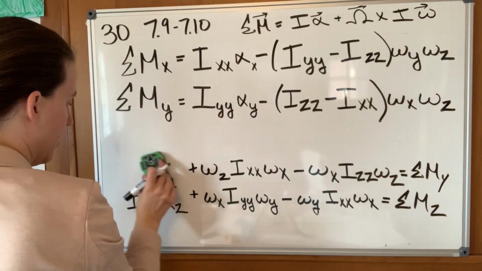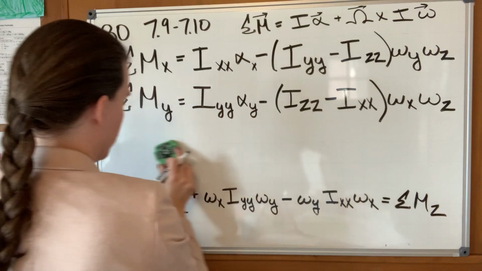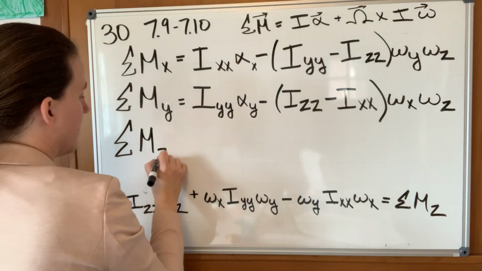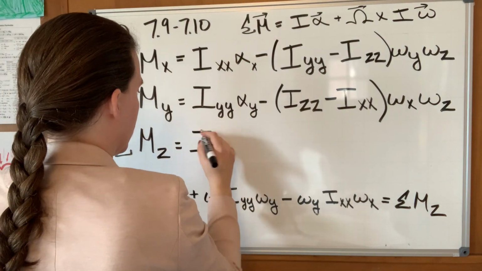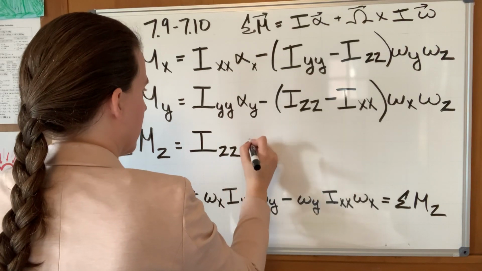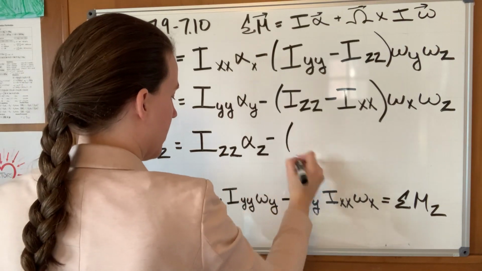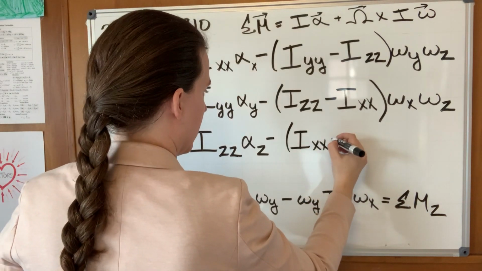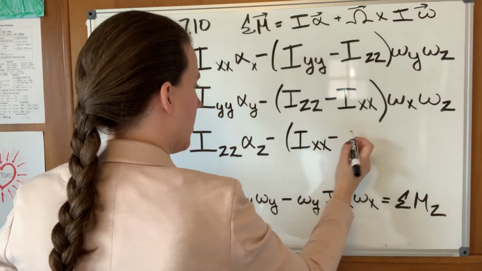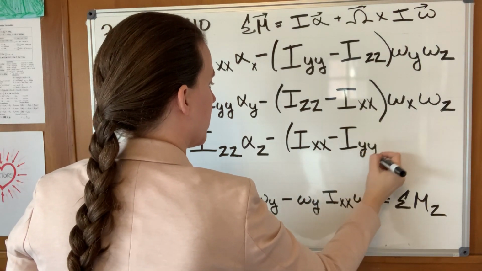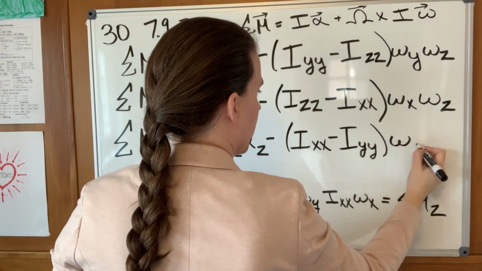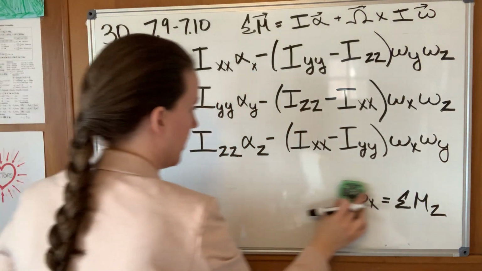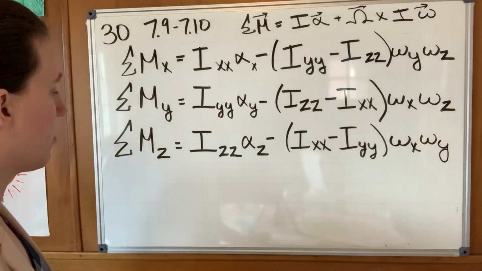All right, and then writing the next one, the sum of the moments in the z direction is now going to be I zz alpha z minus, and the negative one is I xx. And the positive one, which is going to come here, is going to be I yy. And now we've got omega x, omega y. And these equations are known as Euler's equations.